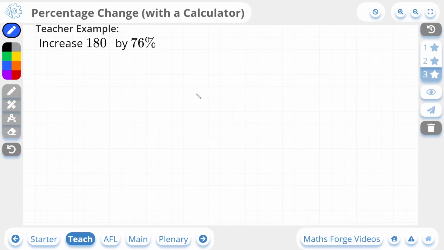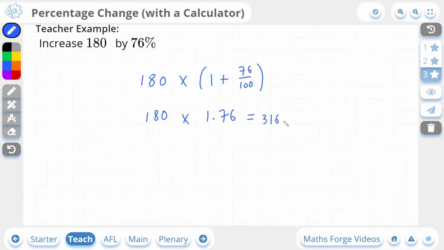And for the final three-star example, we're going to increase 180 by 76%. So we're going to take 180 and multiply it by 1 plus to show it's an increase, 76 over 100. If we simplify this, we get 180 times 1.76. Putting this into our calculators, we get an answer of 316.8. And if we check our answer, there it is.